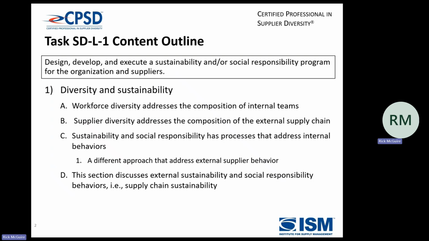Diversity and sustainability. So workforce diversity addresses the composition of internal teams or your internal workforce. Supplier diversity addresses the composition of the external supply chain. Sustainability and social responsibility has processes that address internal behaviors, so a different approach that addresses external behaviors. This section discusses external sustainability and social responsibility behaviors, i.e. supply chain sustainability.